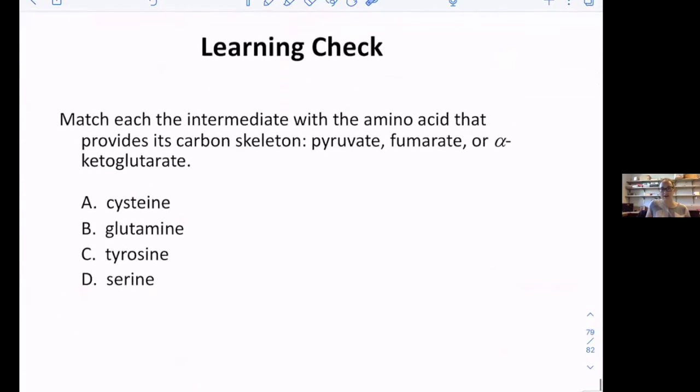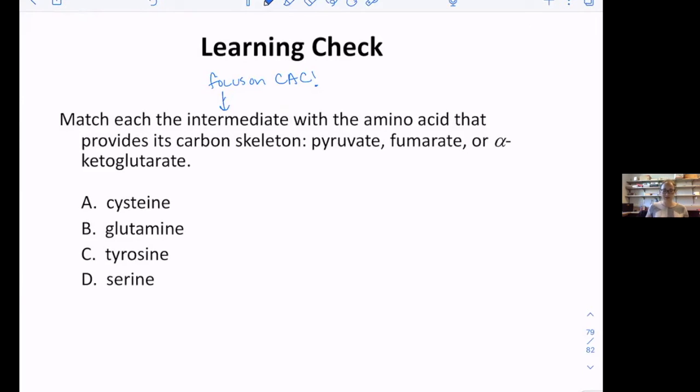So let's do a learning check on that. We're going to have to go back and forth for this, but match each intermediate. So we're going to focus on the citric acid cycle. Match the intermediate in the citric acid cycle with the amino acid that provides its carbon skeleton. So this is how these questions are going to be asked about this particular thing. So pyruvate, fumarate, or alpha ketoglutarate are our options.